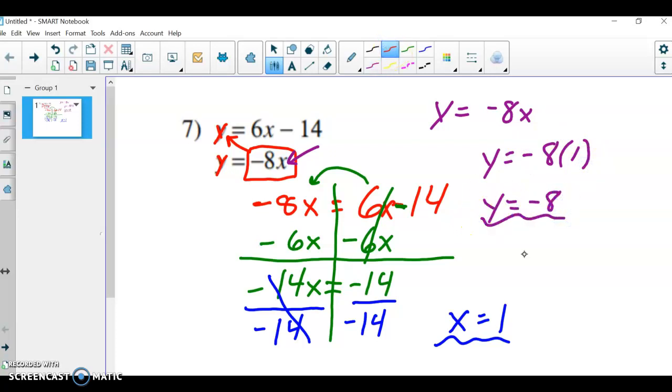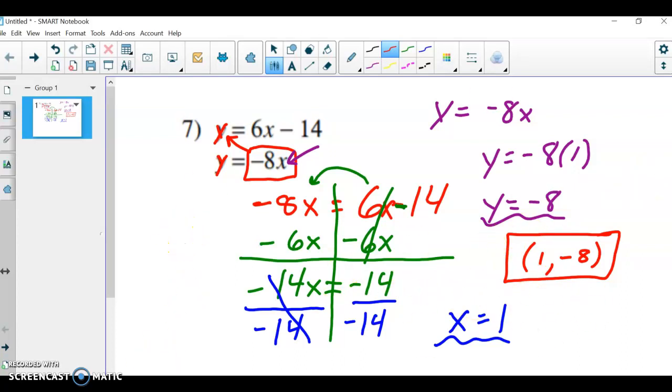So remember, your final answer is that ordered pair, and we talk about that when we're going through the notes. Well, what does that mean? That means that if we were to graph, that is the point on the graph where those two lines would overlap, where they would intersect, that one shared point.